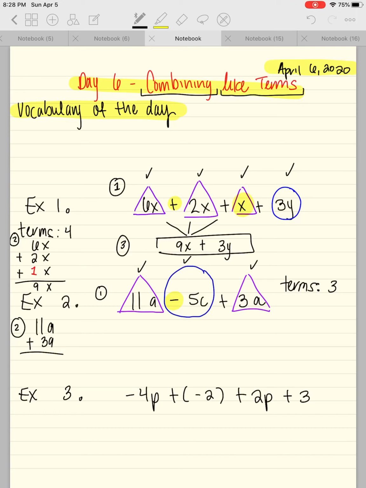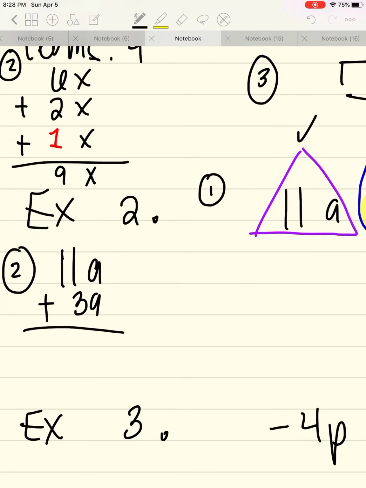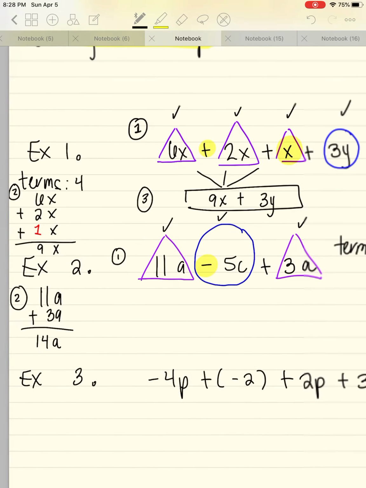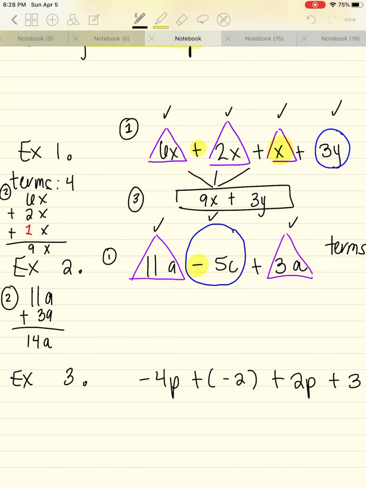And if you notice, the coefficients of the variable a are 11 and 3 because they're in front of the variable. I'm going to combine those two. 11 plus 3 is just 14a. Step 3, rewrite your simplified expression. So now I have 14a, and don't forget to bring that minus 5c down.